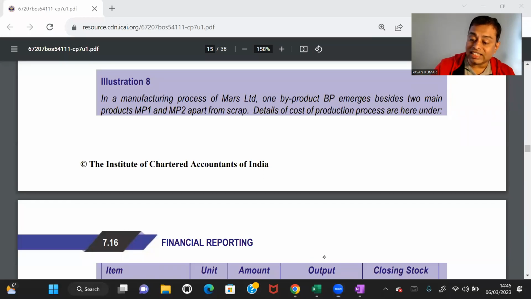We are in the CA final revision session. Before the break, we have seen 7 questions. We have discussed some of the principles as well. Now we are starting with question number 8. Question number 8 is based on joint products.